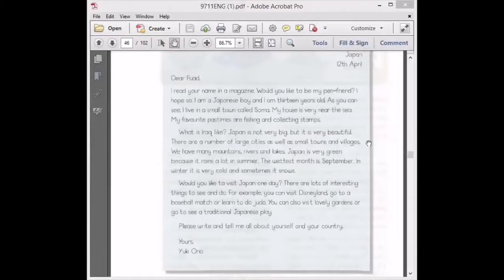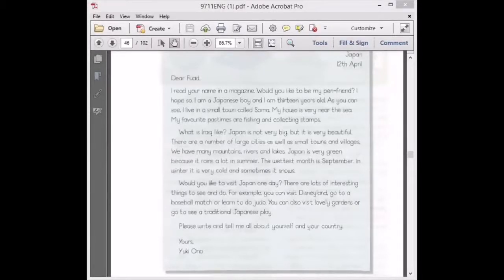Dear Fuad, I read your name in a magazine. Would you like to be my pen friend? I hope so. I am a Japanese boy and I am 13 years old. As you can see, I live in a small town called Soma. My house is very near the sea. My favorite pastimes are fishing and collecting stamps.